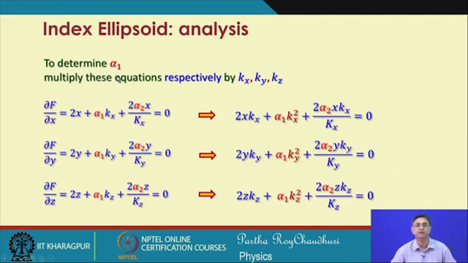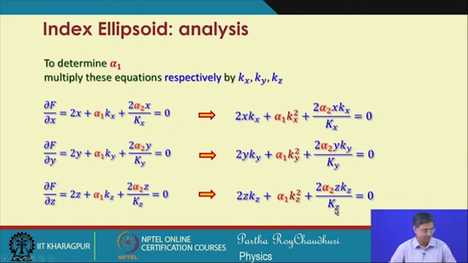So, to determine the value of alpha 1, we have to multiply these equations respectively by k x, k y and k z. So, this minimum extremum condition equations will be multiplied by k x, k y and k z. If you multiply by k x, this will give you k x x, this will give you k y y and this will give you k z z. So, put together they will again represent the equation of the plane, which will be put equal to 0, and this one will be equal to alpha 1 x k x, alpha 1 y k y, alpha 1 z k z.